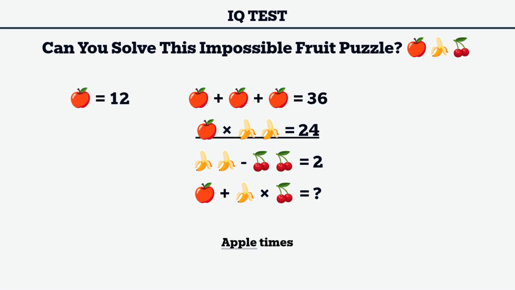Second equation, apple times 2 bananas equals 24. Apple is 12, so 12 times 2 bananas equals 24. That means 2 bananas is 2, so 1 banana is 1.